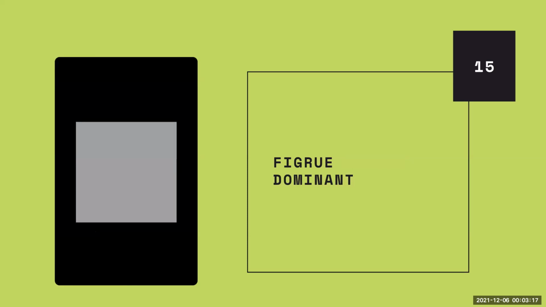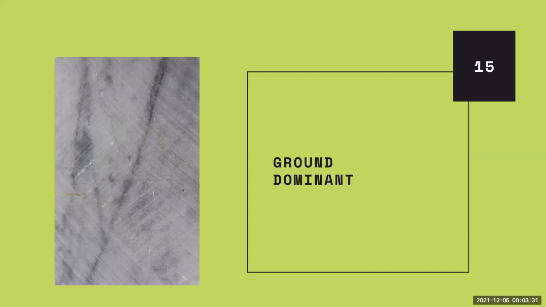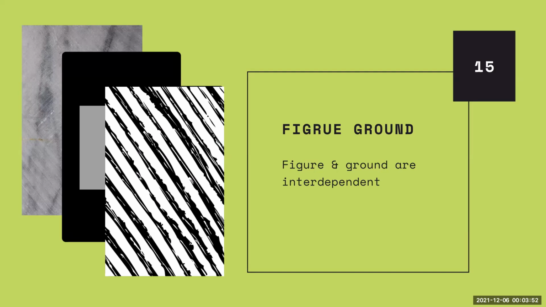In a figure dominant composition, the figure is the focal point. There is negative space on all sides of the figure. Negative space on all sides of the figure, figure dominant. For ground dominant, there might not be a figure and the entire ground is dominant. This is true for textures, and textures also need to fill the frame, meaning they need to touch every edge, every corner. Ground dominant. So figure ground relationships, the figure and ground are interdependent. You cannot change one without changing the other.